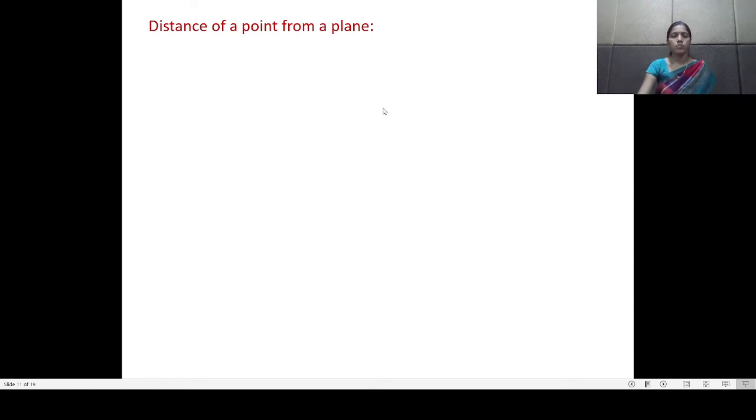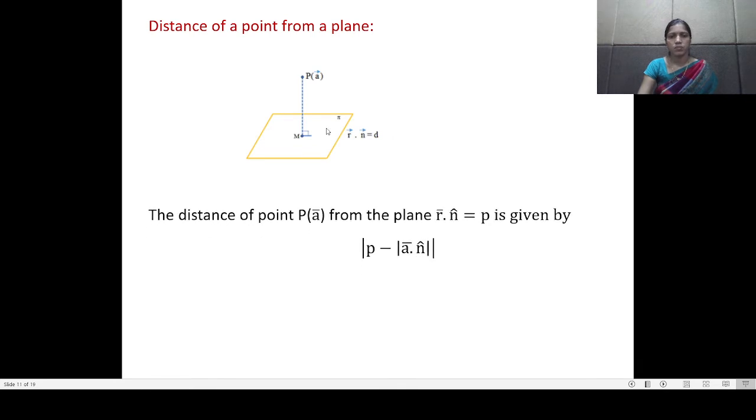Now the next point is how to find the distance of a point from a plane. Let's see this figure. To find the distance of any point P having position vector a bar to the plane r bar dot n cap equal to d, we take the point P and the plane r bar dot n bar equal to d. To find the distance of point P to the plane is to find the length PM.